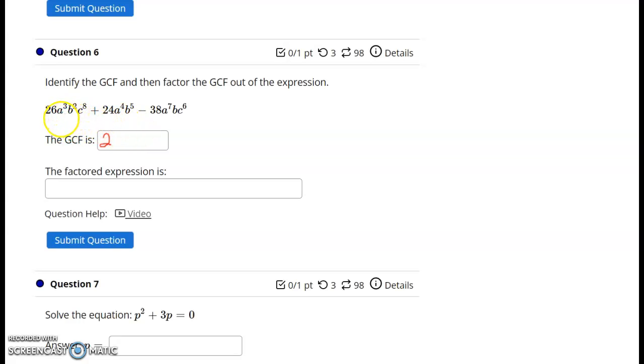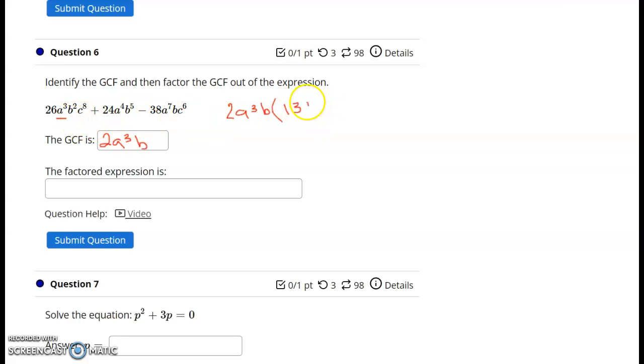For a's, the least I have is a cubed. So we can do that. B's, the least I have is b. And this one doesn't have a c. So that's going to be what we factor out. So let's go ahead and write that here. 2a cubed b. If we divide that out of the first one, we'll have 13.